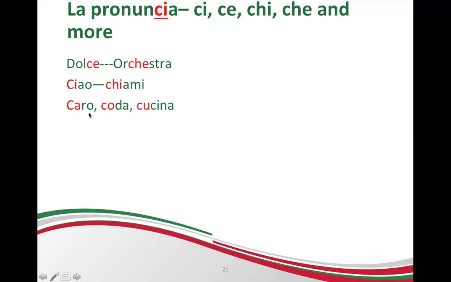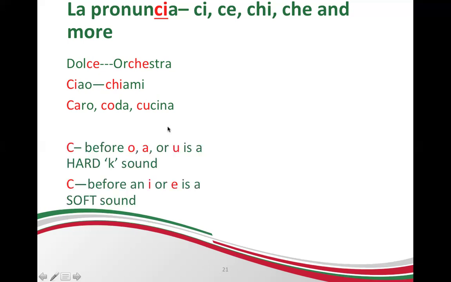But then we have caro, coda, cucina. Deer, tail, and kitchen or cuisine. Caro, coda, cucina. Before a, o, and u, this is always going to be that k sound. It's where we have these two letters, e and i, that we run into some niceties. So here's the rule. Before o, a, or u, it's a hard k sound. Caro, coda, cucina. But before an E or an I, and notice I'm giving these their Italian names. We'll go more over the alphabet in a second. E and I, it's a soft sound.